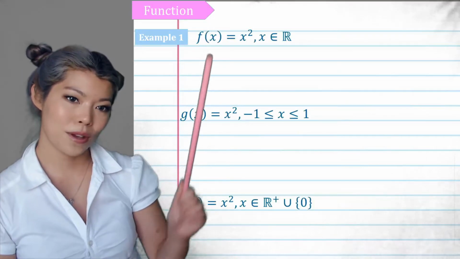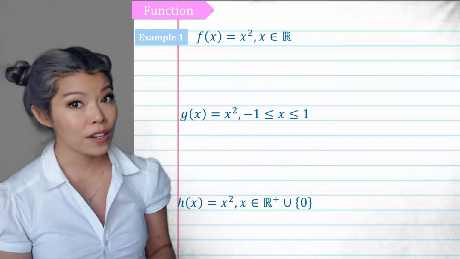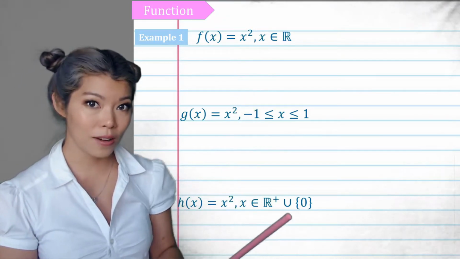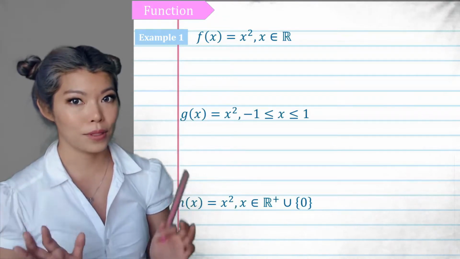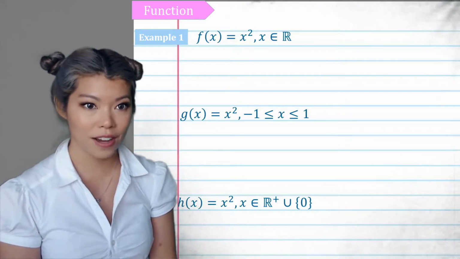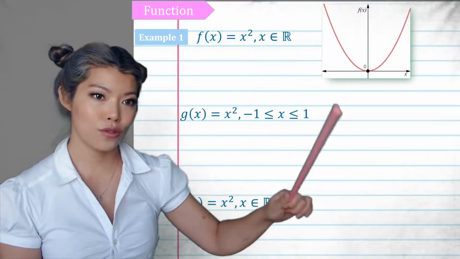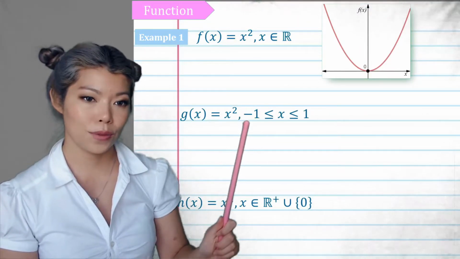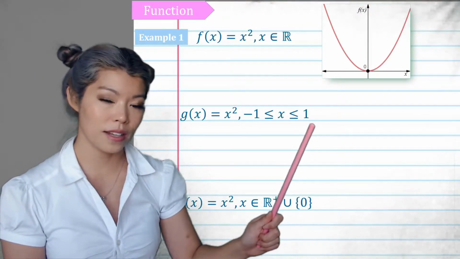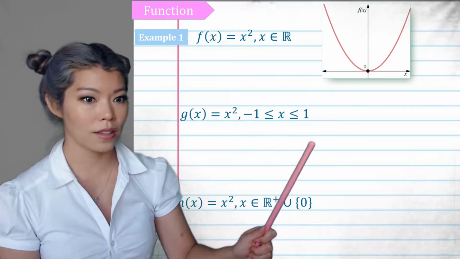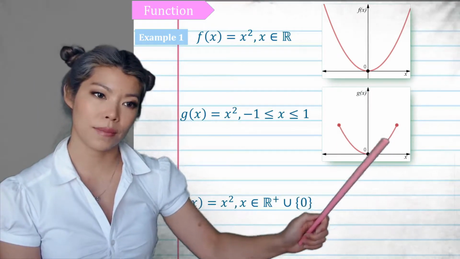Here we have the same equation x squared, but with different domains. When we change the domain, we're telling it you can only be drawn up to this much. That's restricting the function. When we say the domain can be everything, or R, we can draw the whole graph. But when we say the domain is between -1 and 1, so x is only allowed to be those values, then our graph will look like something like that.